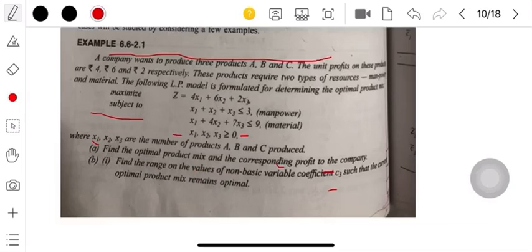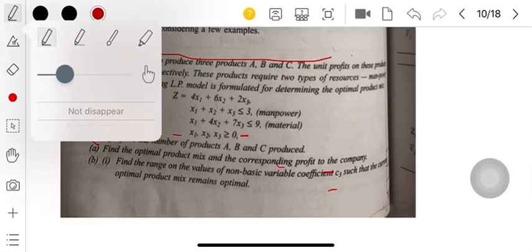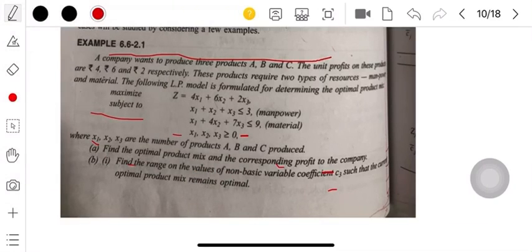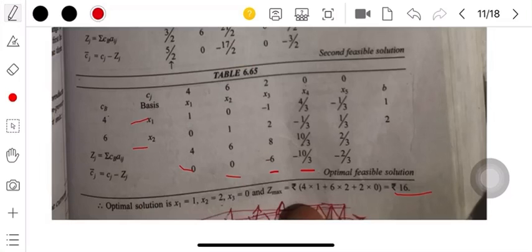Let me go to the previous one. Find the range, listen carefully. Find the range on the value of non-basic variable coefficient C3 such that the current optimal product mix remains optimal. So what is C3? They want to know what can be the value of C3 so that the product mix remains optimal. Okay, so how to do it?